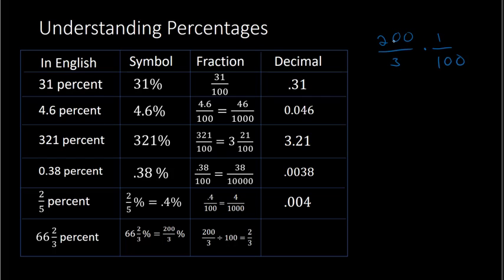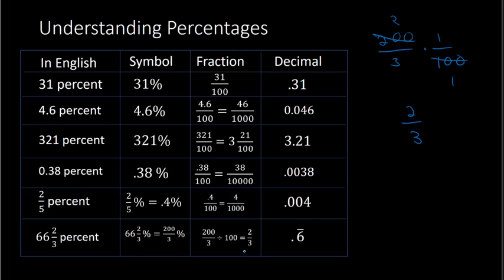So when I multiply, I can reduce anything on the top with anything on the bottom. 200 divided by 100 gives me 2 over 1. So now I have 2 times 1 on the top, which is 2, and then 3 times 1, which is 3 on the bottom. So my fraction is 2 over 3. And then as a decimal, 2 over 3 would be 0.6 repeating, and that is one you should have memorized.